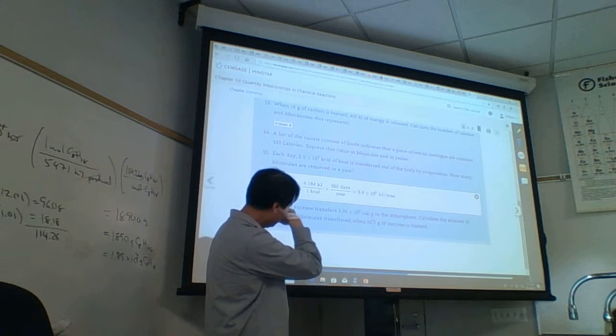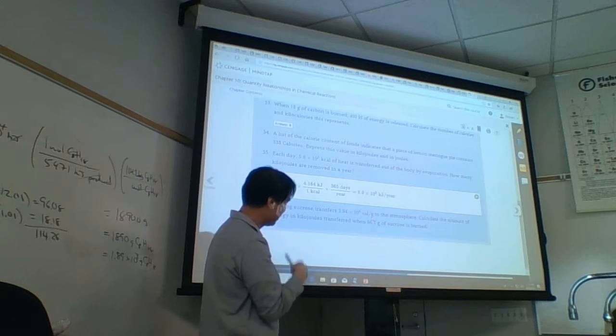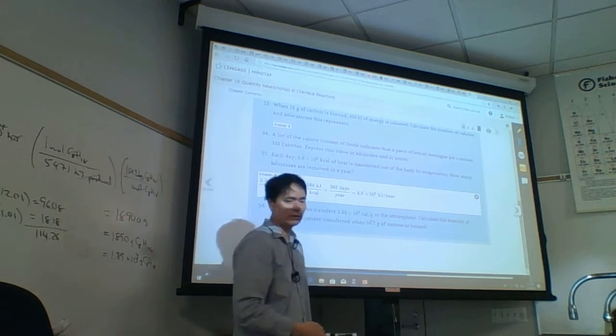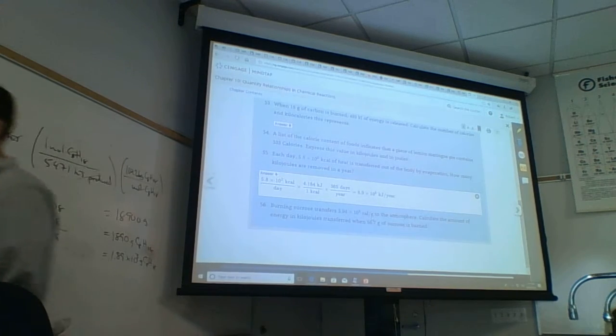Calculate the amount of energy in kilojoules transferred from 56.7. So this is just dimensional analysis. Grams cancel grams, and then you're left with calories. We use that as a conversion factor.